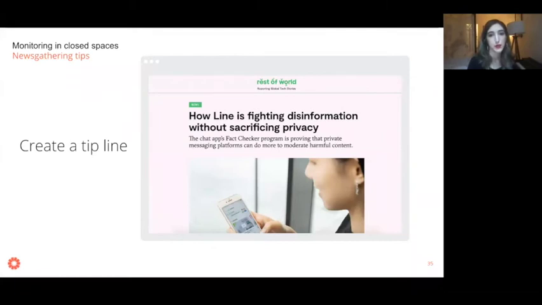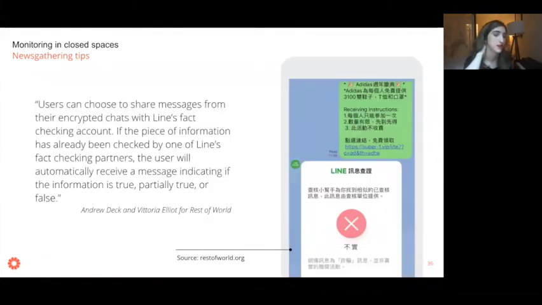A tip line is a great way to understand how misinformation is circulating without being invasive, without being in groups where you're not actually really a part of that community. So if you have the resources to do that, I certainly recommend it.